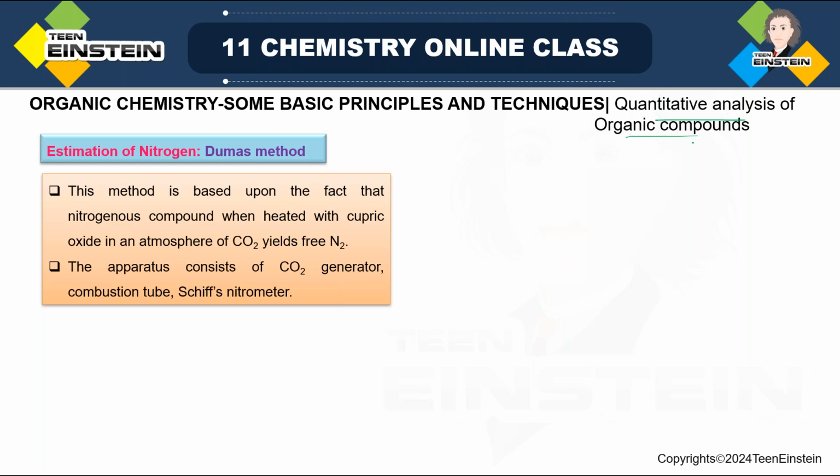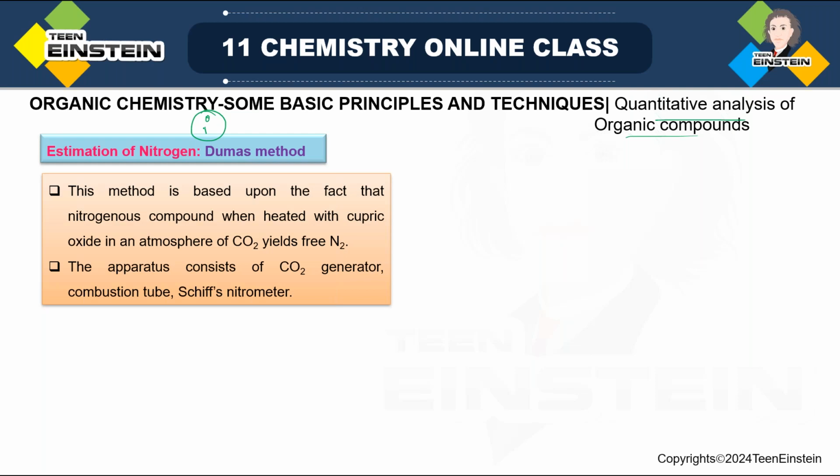Now it is estimation of nitrogen. For estimation of nitrogen, this is the first method, because there will be another method also. This is the first method, which is known as the Dumas method. Now what is the principle based on which we are doing this method?